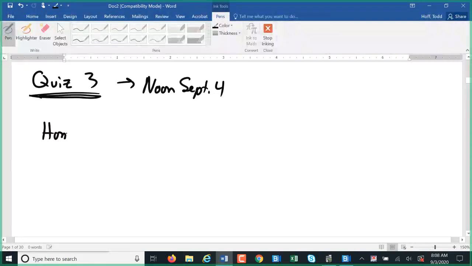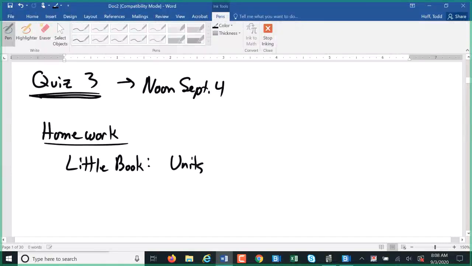Homework for today is out of the little book. Units 12, 13, 14, and 15, the odds.